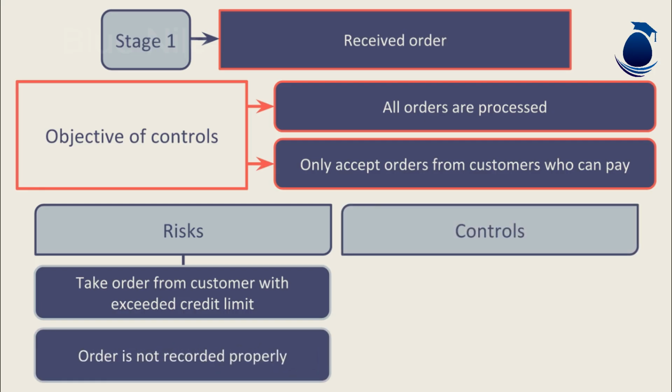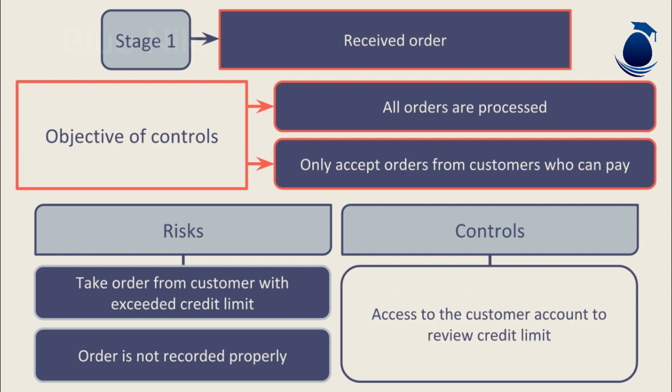Controls to be put in place could be access to the customer account, where the credit limit can be reviewed when the order is taken.